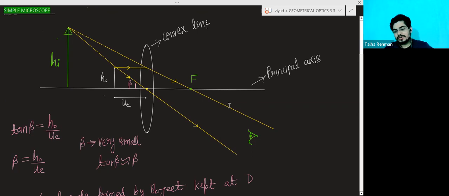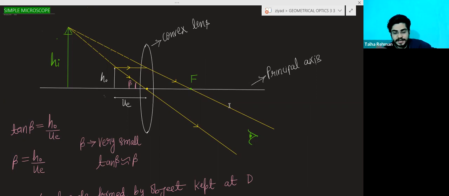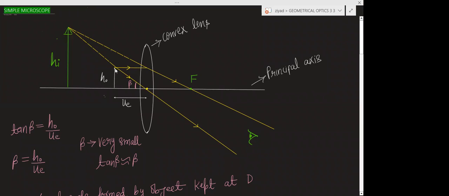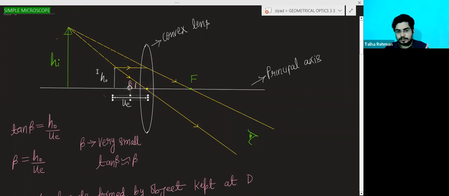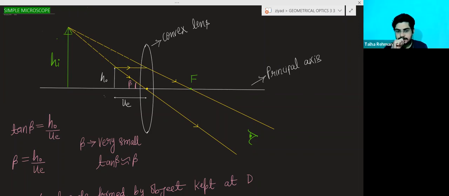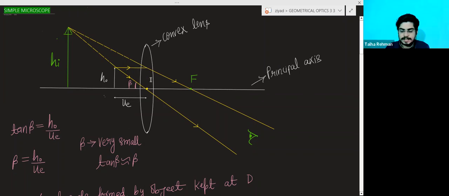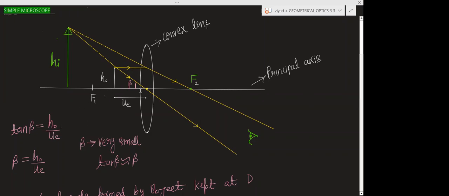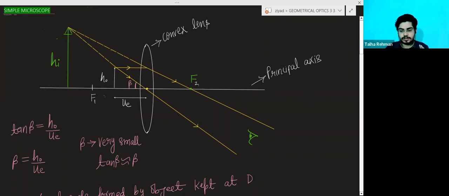I have already drawn the ray diagram, so I will not draw it again and again because we already did this. I will explain like this only. Suppose this is the object placed. This object has height h naught. And where is this object placed? Between the focus and the optical center of this lens. This is the optical center of the convex lens, and this is focus F1 and this will be F2. So the object is placed between the optical center and the focus.